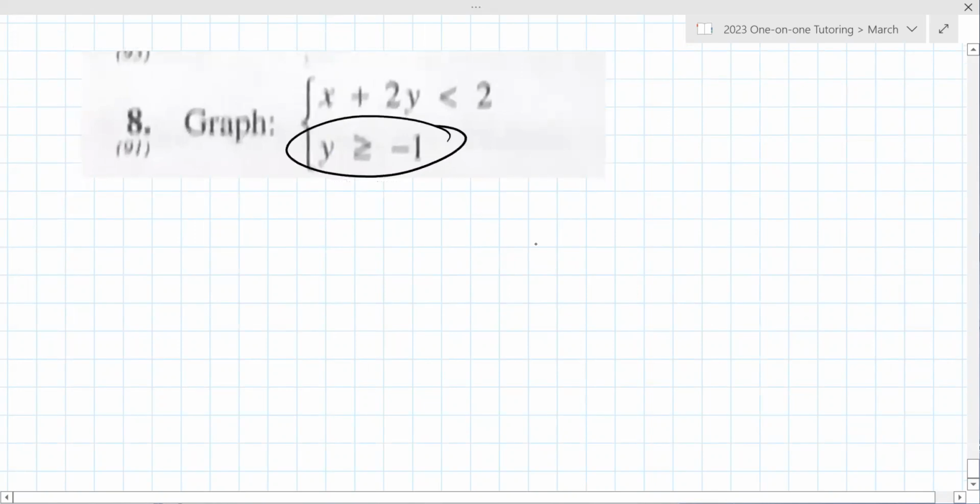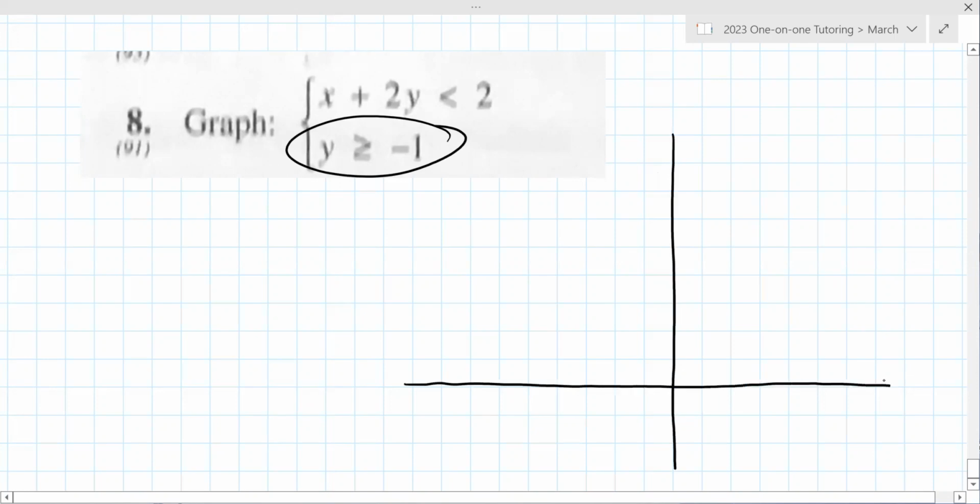This one is easier to graph. Y greater than or equal to -1. So here's -1, and it's shading everything above. Now I don't shade yet. I just draw these arrows to indicate that we're going to go that direction.